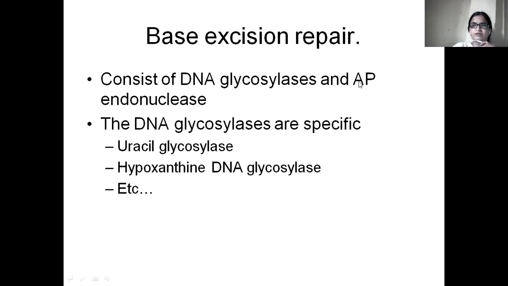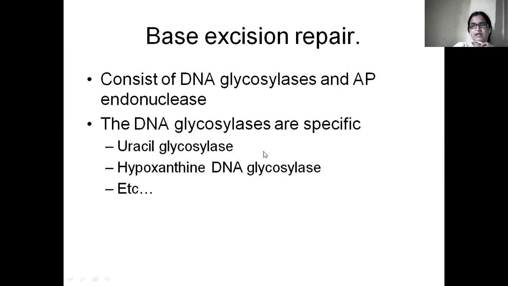Why are they called endonucleases? Endo means within, and nuclease means it can cut the nuclear material, or DNA. As they work at apurinic or apyrimidinic sites, they are also called AP endonucleases. They cut the DNA at those sites. Next, the DNA glycosylases are specific: uracil glycosylase, hypoxanthine DNA glycosylase, etc. Glycosylases can break the bond between sugar and base, the glycosyl bond.